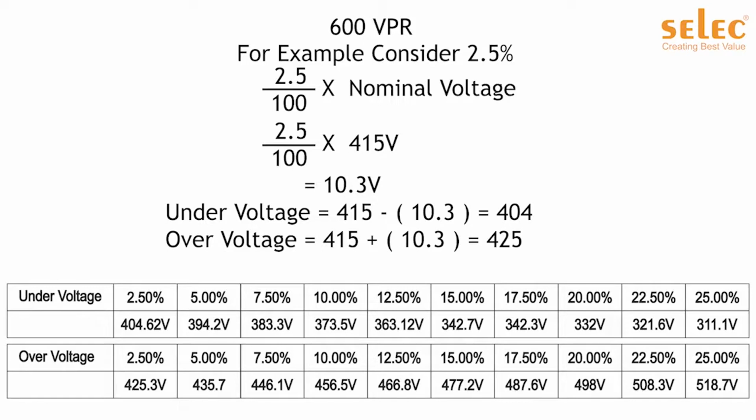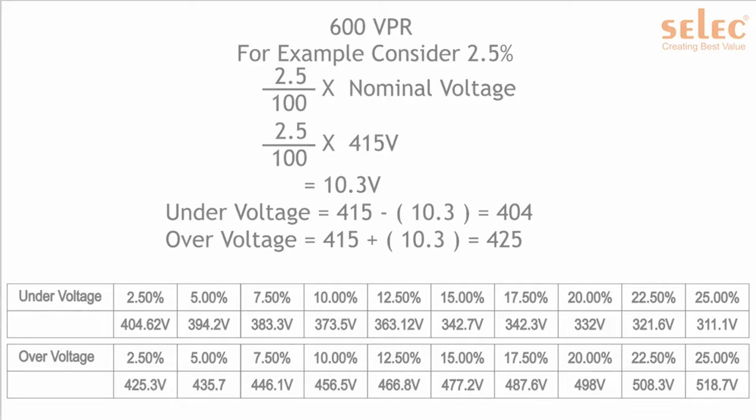In this table, you can see what is the value. For 2.50%, undervoltage is 404.6 volt, till 25%, which is 311.1 volt. Overvoltage value for 2.50% is 425.3 volt till 25%, which is 518.7 volt.